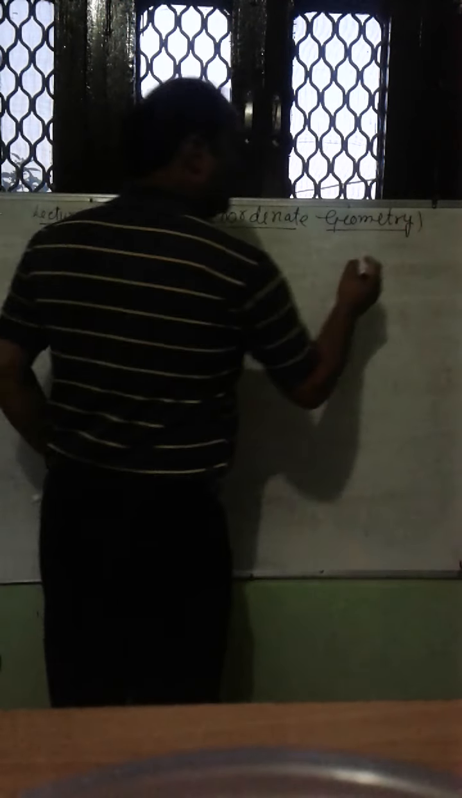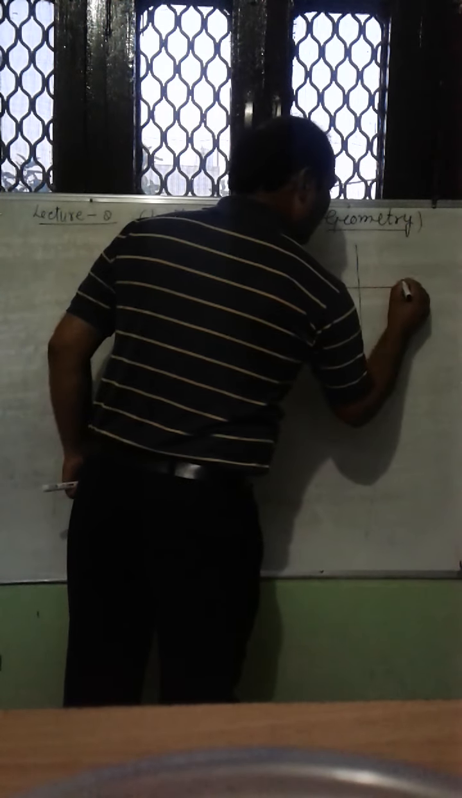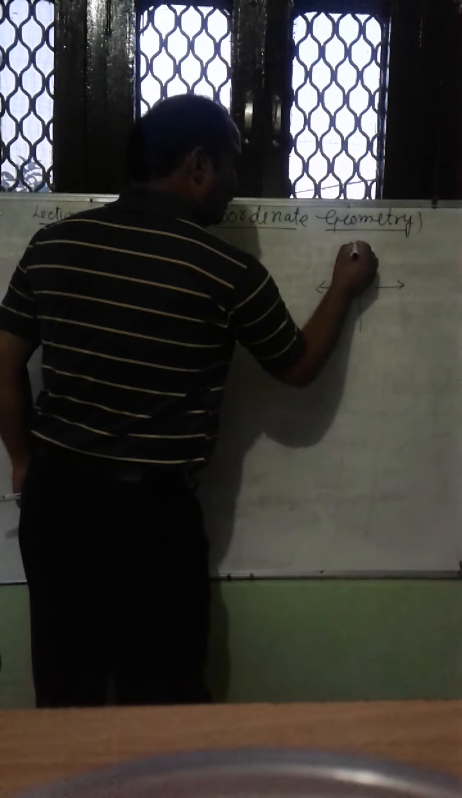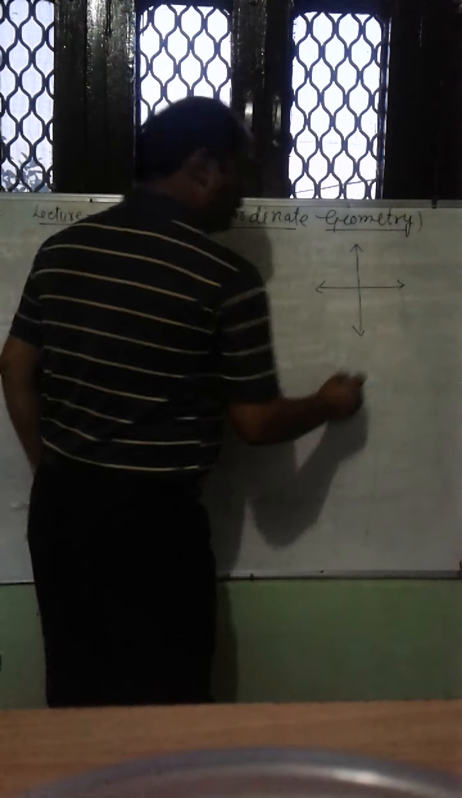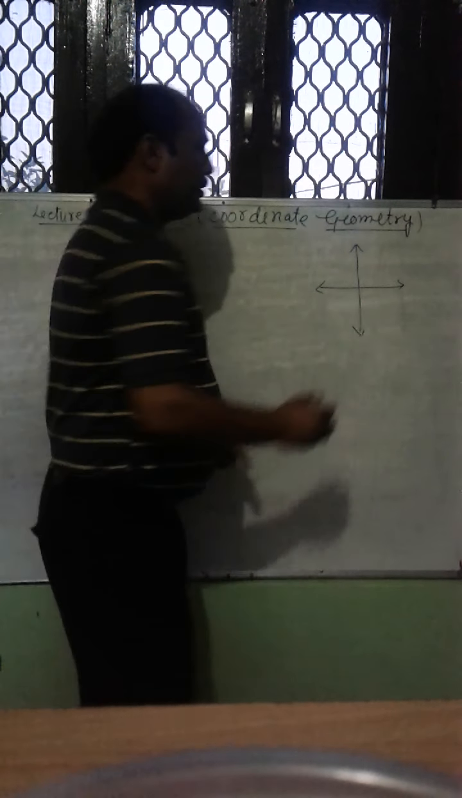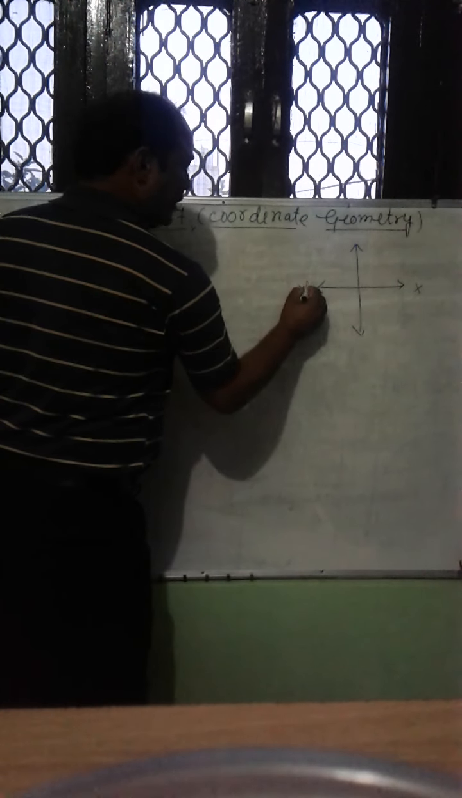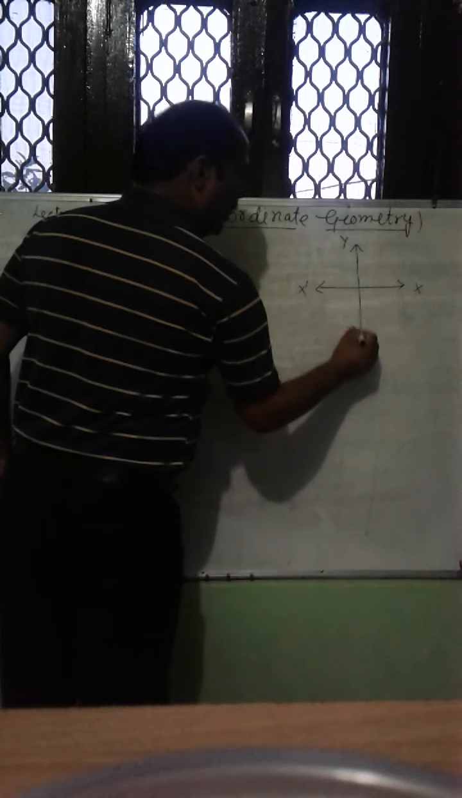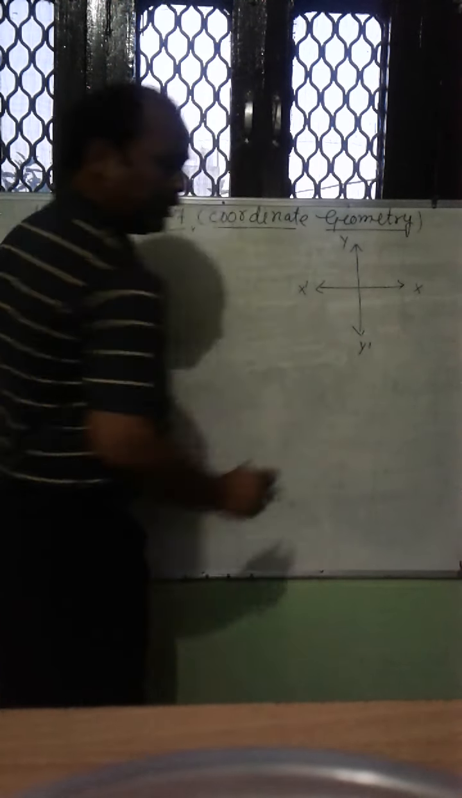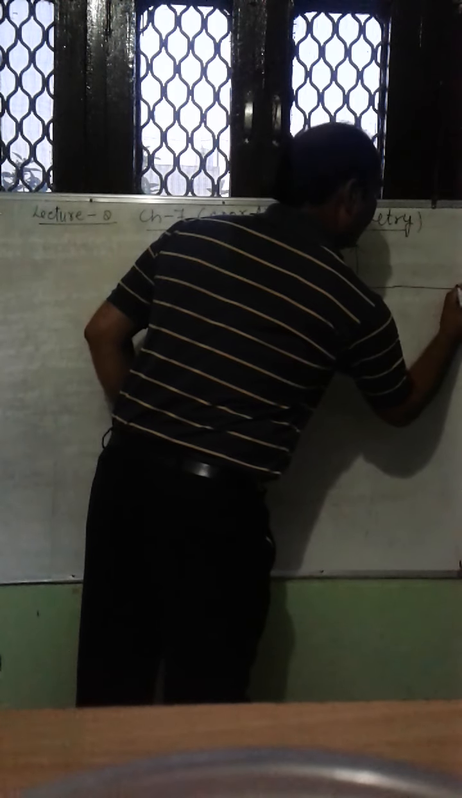So today I am teaching you coordinate geometry, and the first topic is how to deal with the coordinates. Now this is our coordinate axis. We represent it in two axes: this is the X axis, this is X dash, this is Y, and this is Y dash.